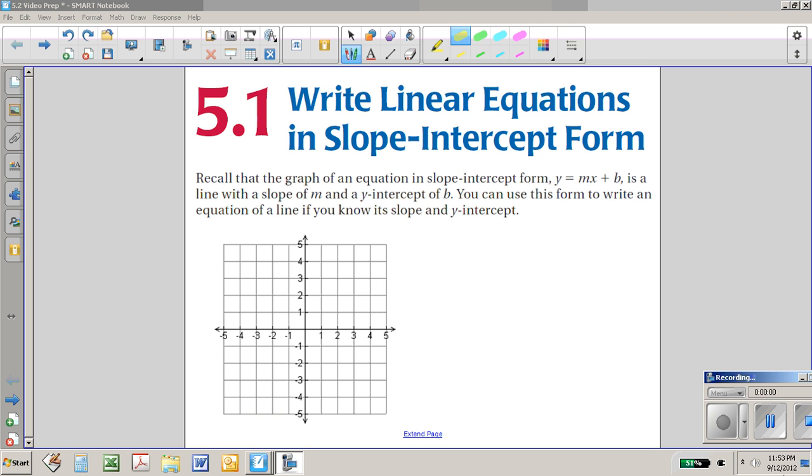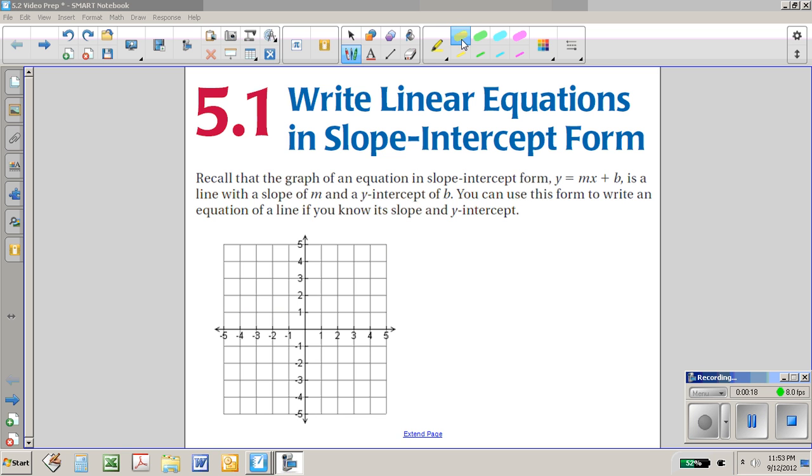Okay, so in the first section in chapter 5, we are going to learn about writing linear equations in slope-intercept form. So before we do any examples, I wanted to refresh your memory about the form. So I copied part of the textbook, and we are going to highlight some key things here.